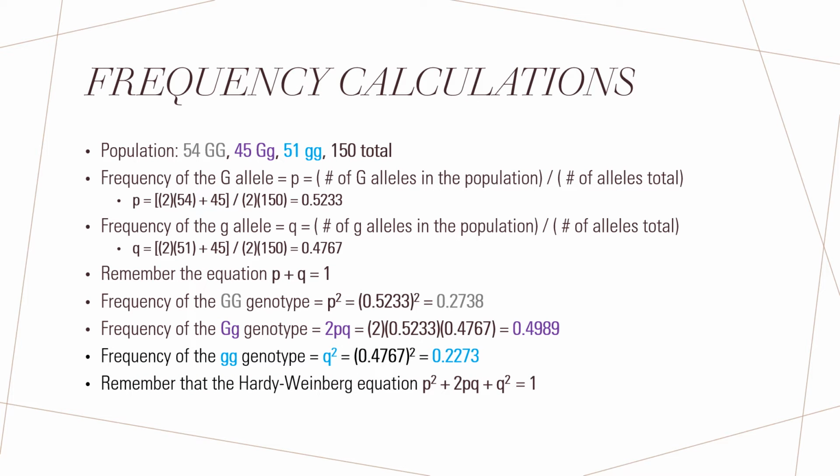The frequency of big G allele, P, is the number of big G alleles over the total number of alleles. The frequency of small g is calculated the same way. Remember that both of these must add up to 1. Then we can use P and Q to calculate each genotype frequency. Again, remember that these also have to add up to 1.